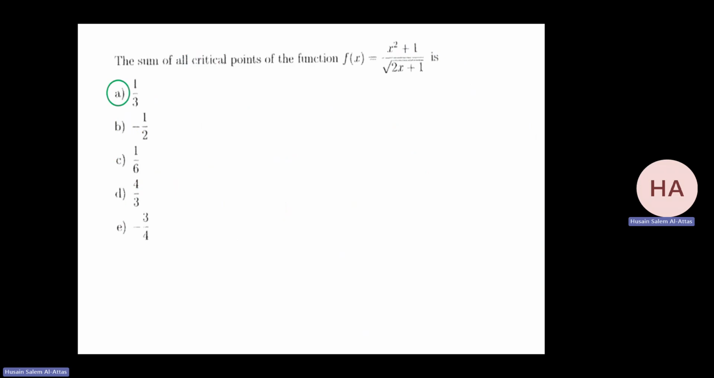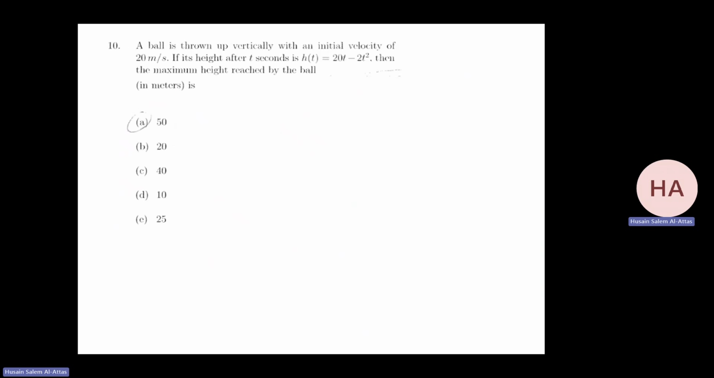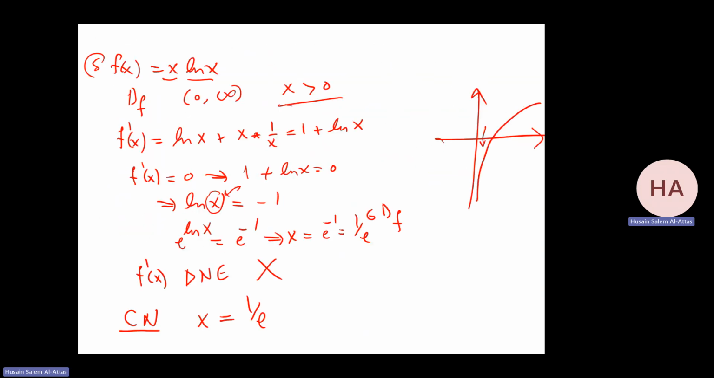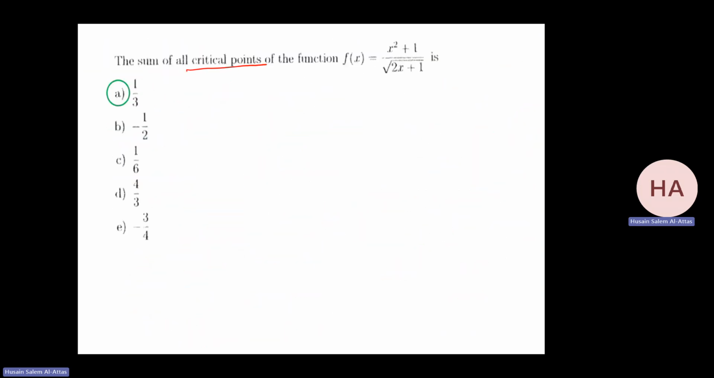Okay, let me go to the old exams questions, mainly the old exams questions about critical numbers or critical points. Sometimes they ask about this theorem: if it has a relative minimum or relative maximum, then for sure there is a critical number there. Okay, so let us do the calculation.